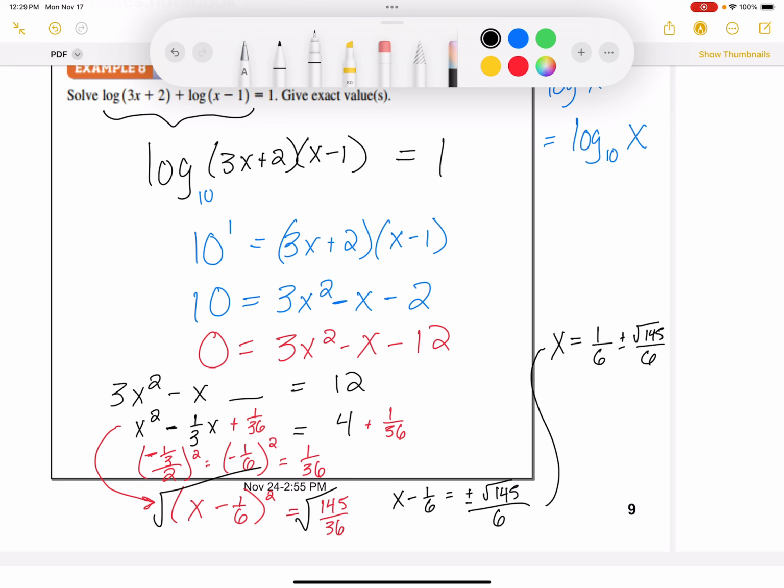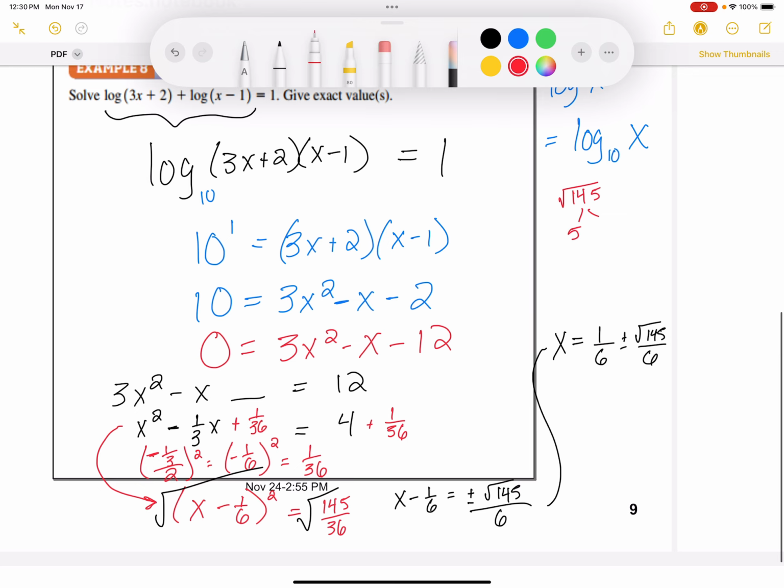I mean, that's the final answer, but I feel like this 145 we could simplify. Yep, this was definitely the worst way. What are we going to do now? 145 divided by 5 is 29. 5 times 29. I don't think you can simplify it. 29 divided by 3, nope. 29 divided by 7, nope. Yep, I think that's what it is.